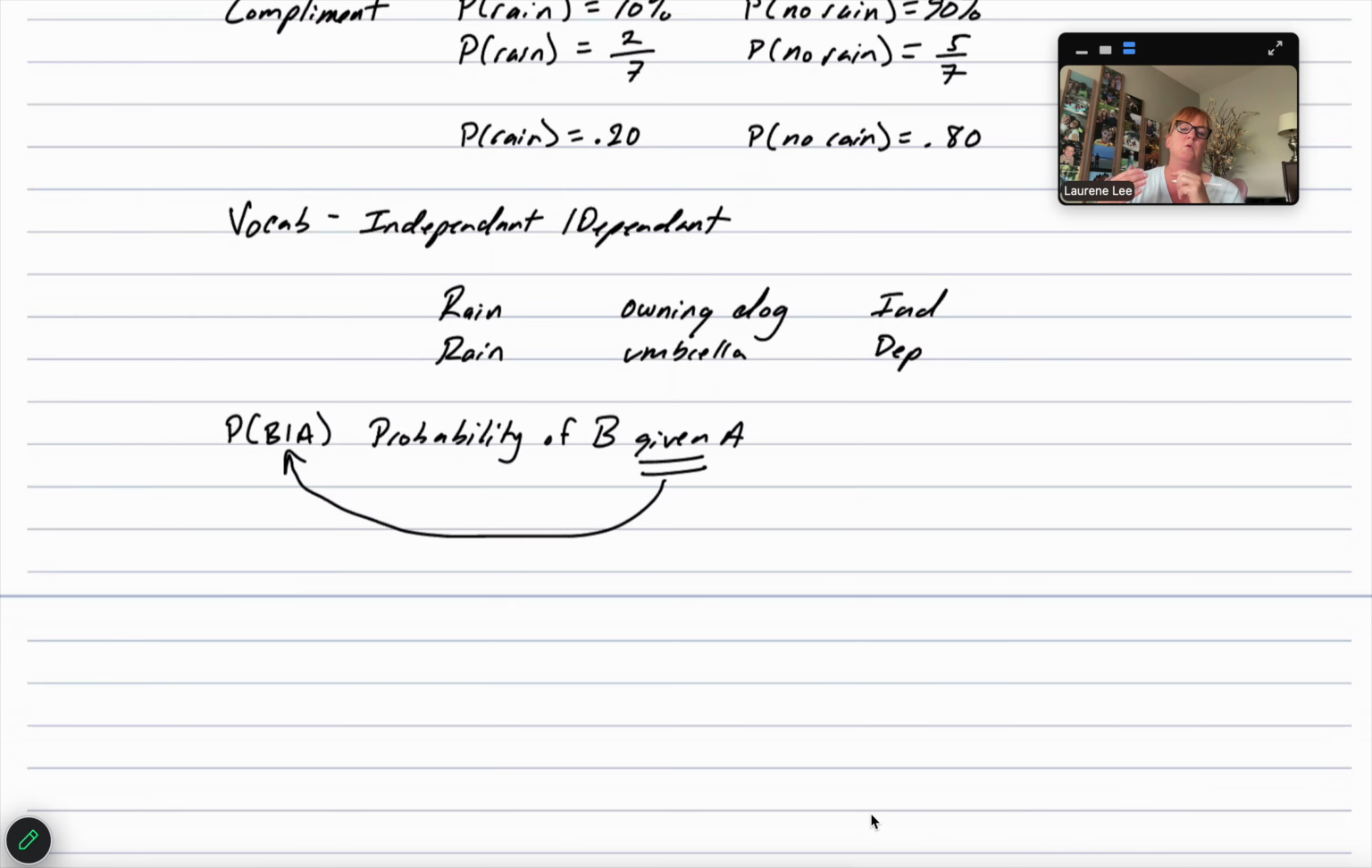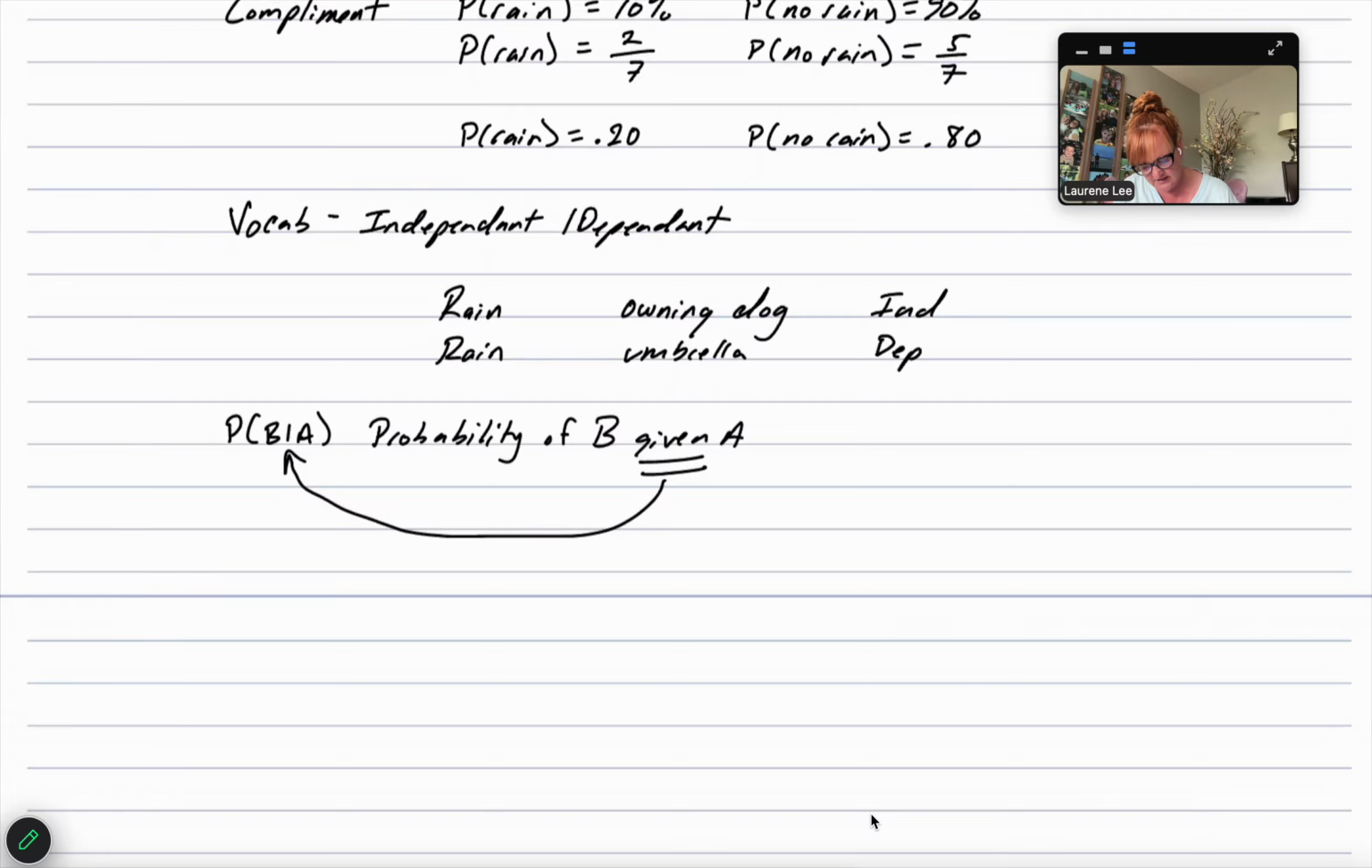And what this means is, let's go back to our card playing example. The probability of you getting a queen is 4 out of 52. That's how many queens there are, and there's 52 cards in a deck.